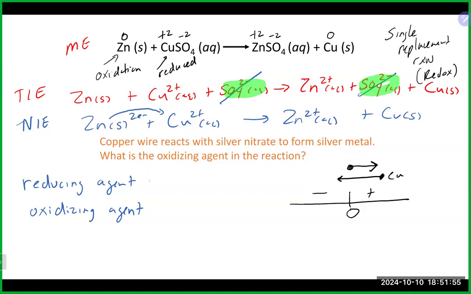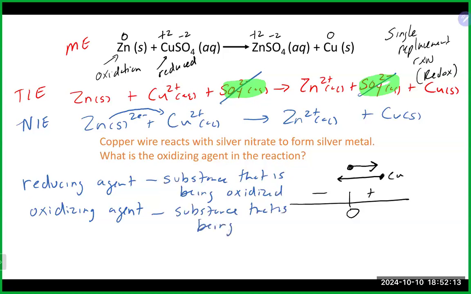So the reducing agent is the substance that is being oxidized, while the oxidizing agent is the substance that is being reduced. So when you're asked about what is being oxidized and reduced, that is a different question than what is the oxidizing agent or reducing agent. The reducing agent is the substance that is being oxidized.